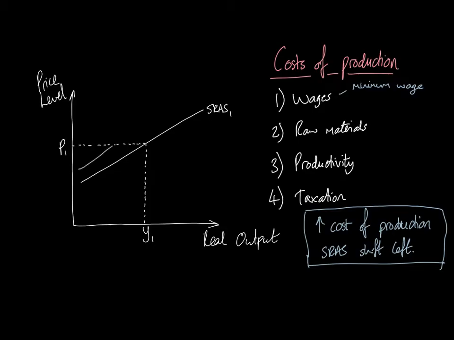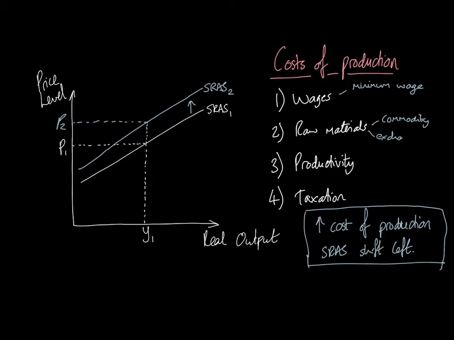So we would end up with a new short-run aggregate supply curve, which would be there if we were to see a situation where there was a minimum wage. And what that would mean is that at the same level of output, the price level will rise, because obviously the firms will now be paying their workers more than they were previously, and they will be passing some of that on as higher prices to the rest of the economy. Raw materials, some of the things that we might want to think about here are commodity prices. So we might well be affected by commodity prices changing on the global markets.